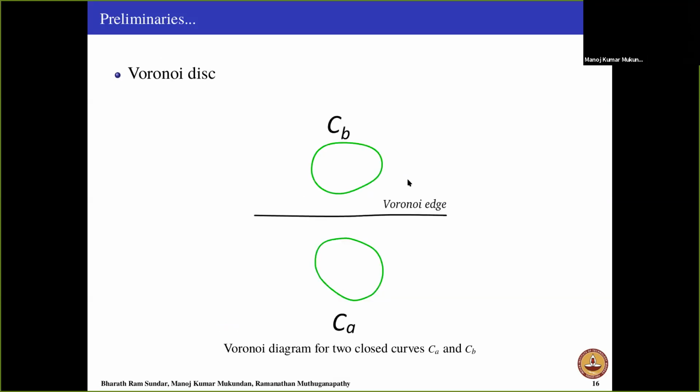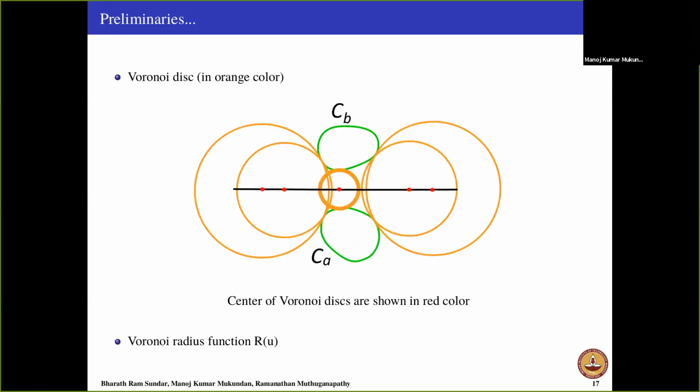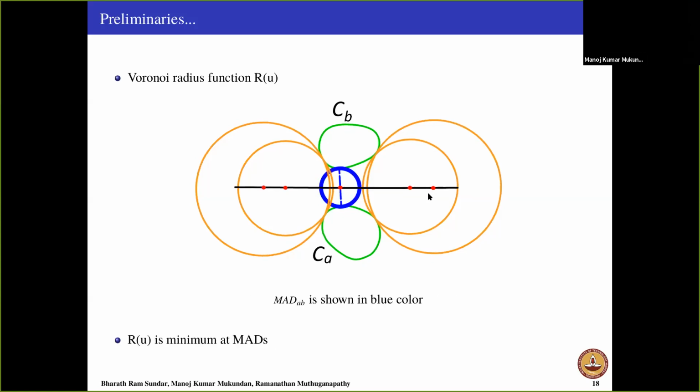In order to define a Bernoulli disk, a Bernoulli diagram for two closed curves is shown here. It consists of a Bernoulli edge extending to both sides. A Bernoulli disk is a touching disk with the center at the Bernoulli diagram. The radius of a Bernoulli disk varies along the Bernoulli edge. It can be expressed as a function called the Bernoulli radius function Ru, and Ru attains local minima at the MADs.